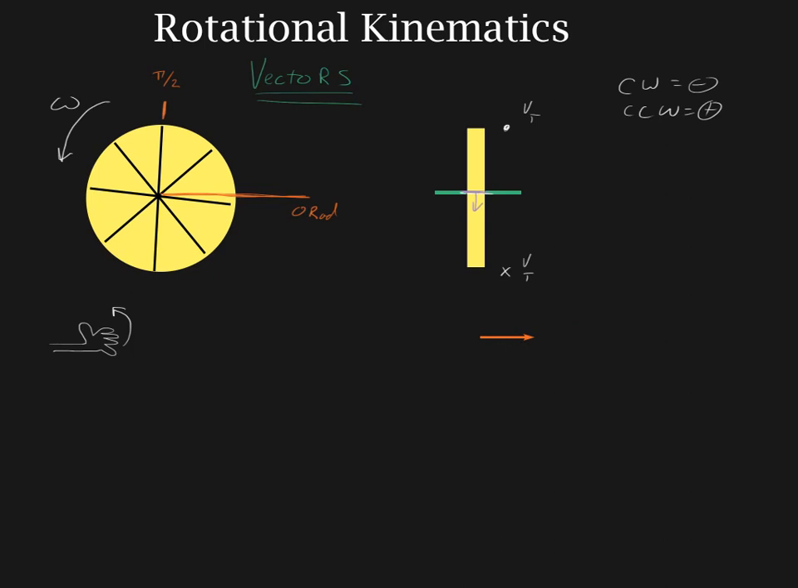Now if I continue to rotate that wheel and I go to pi radians, which is right there, then my position vector is going to point that way. So not to overlap these, I'll do it like this. And pi over 2 is going to be this.